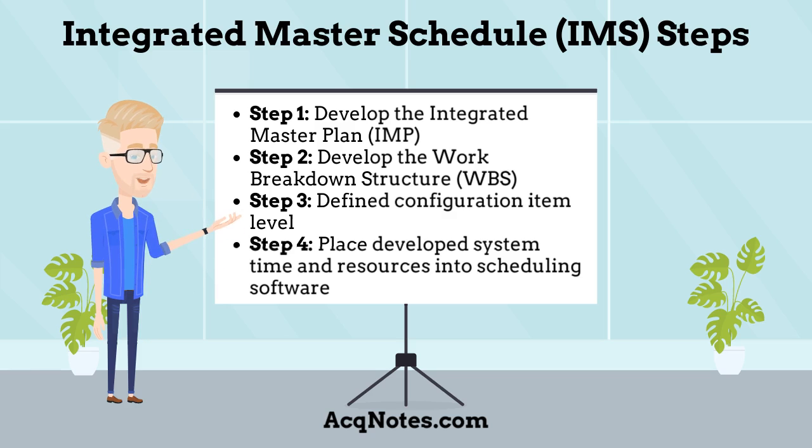There are 4 steps associated with the development of an Integrated Master Schedule. These steps are: Step 1. Develop the Integrated Master Plan. Step 2. Develop the work breakdown structure based on the overall system's physical architecture, identifying all of the major systems and subsystems down to a configuration item level. Step 3. Define configuration item level in terms of calendar time and resources to complete. And finally, Step 4. Place developed system time and resources into scheduling software.